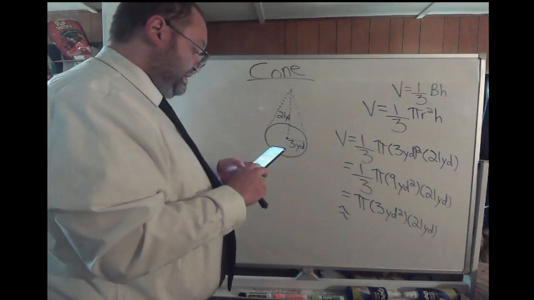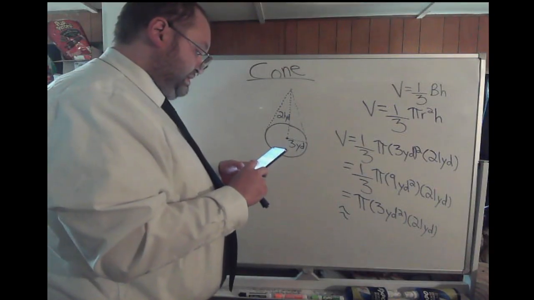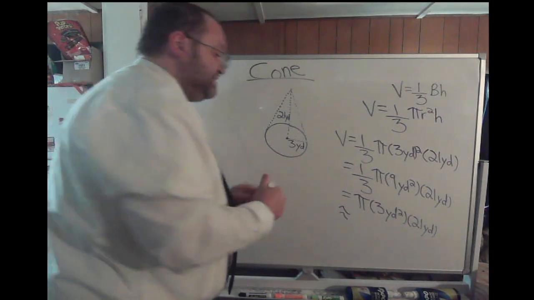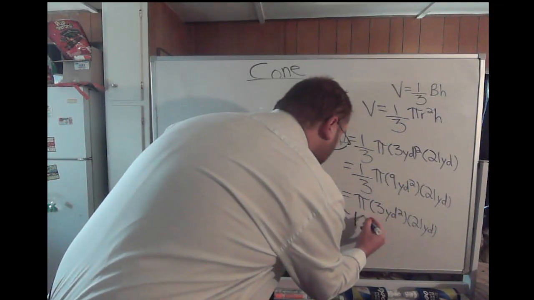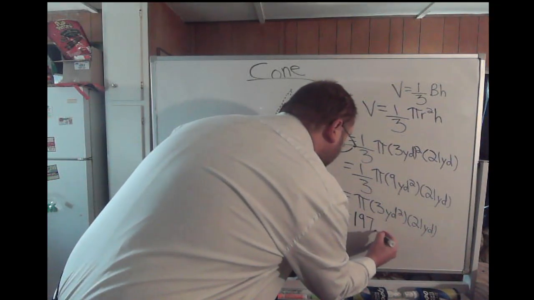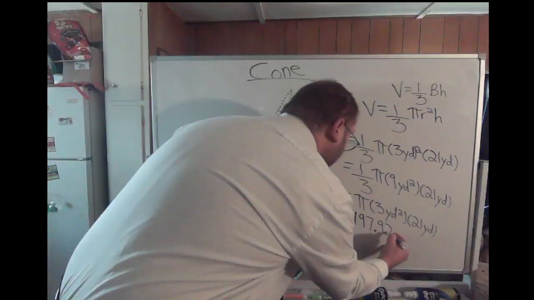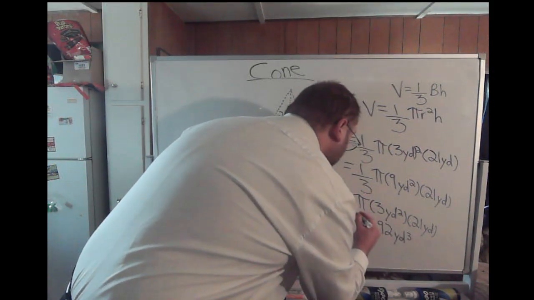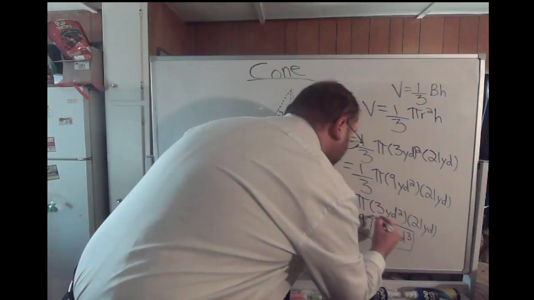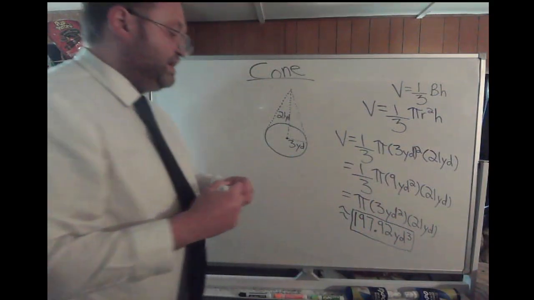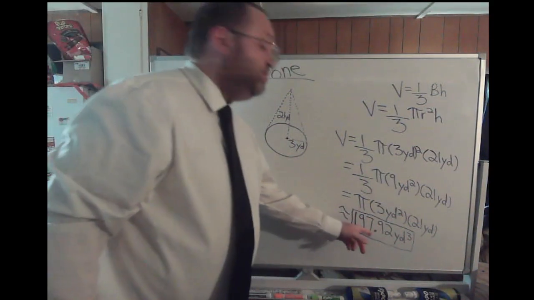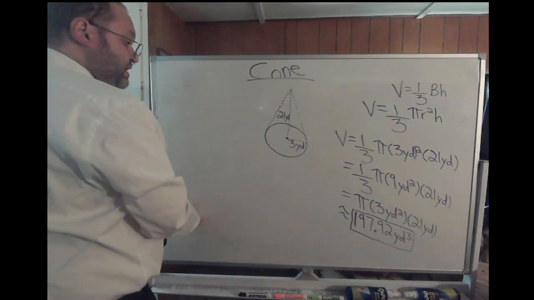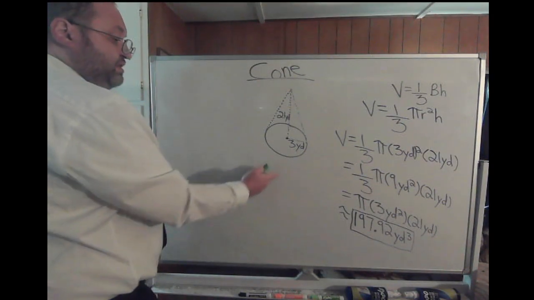So pi times 3 times 21 gives me about 197.92 cubic yards. So the volume of this cone is about 197.92 cubic yards. That's exactly what I would get for the volume of this particular cone.